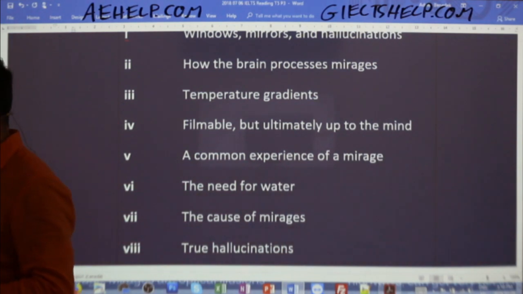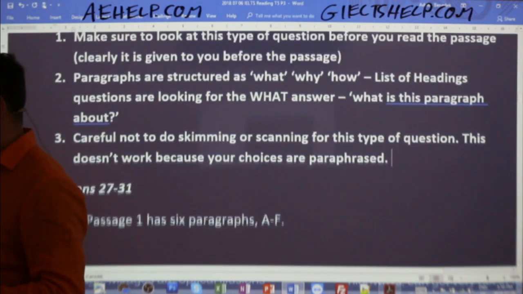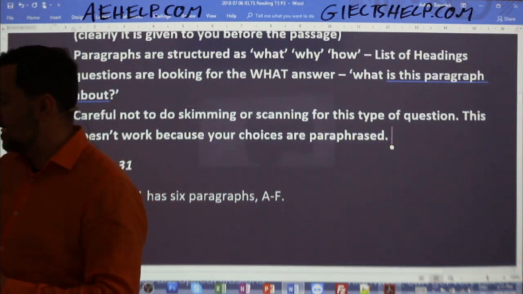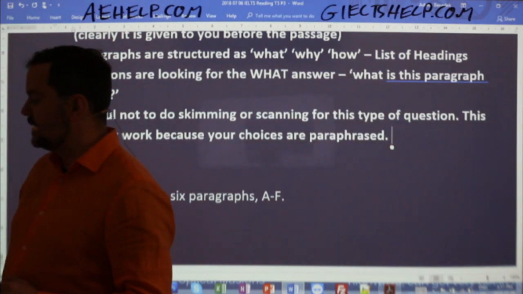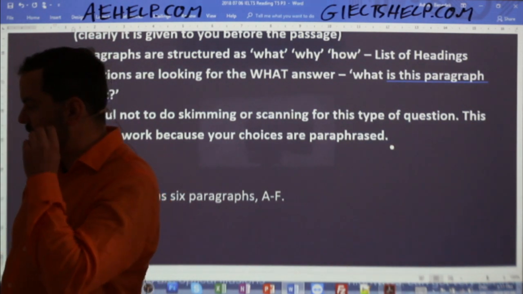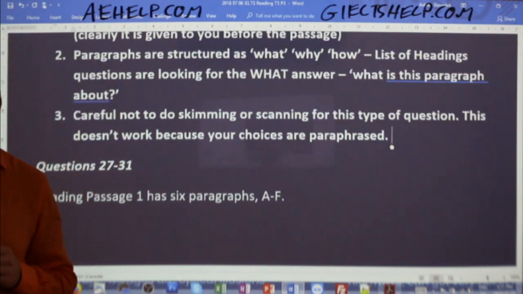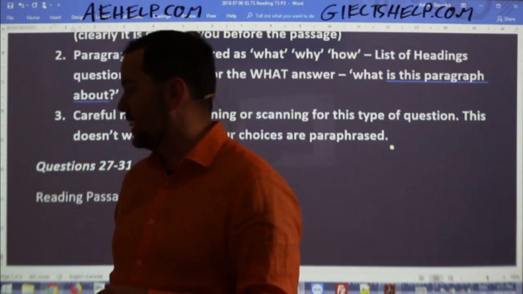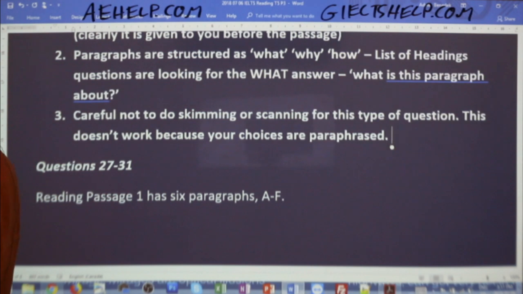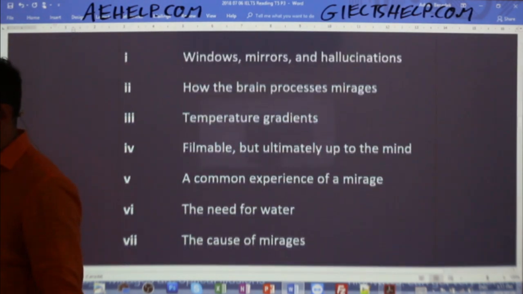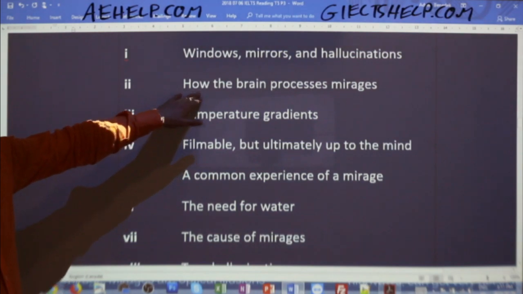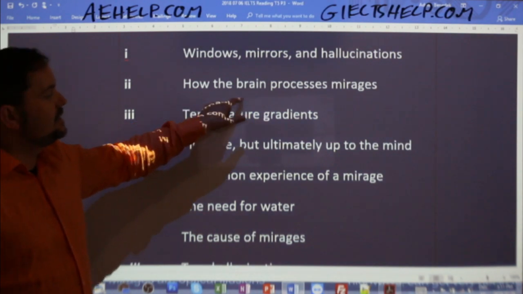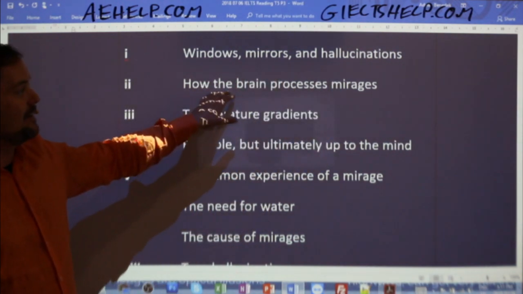All right, so that's one of the reasons that it's paraphrased. That's one of the reasons skimming and scanning does not work, okay? The other reason that skimming and scanning does not work is because sometimes you'll actually find details in the words, or sometimes you'll find the words in different paragraphs, okay? And that's tricky. I'll give you an example: this might be the correct answer, how the brain processes images for paragraph A, but you actually see this information in a different paragraph as a detail.